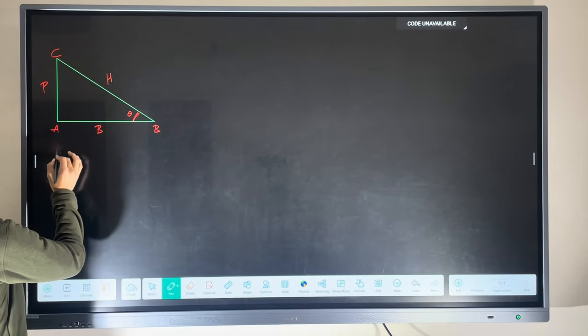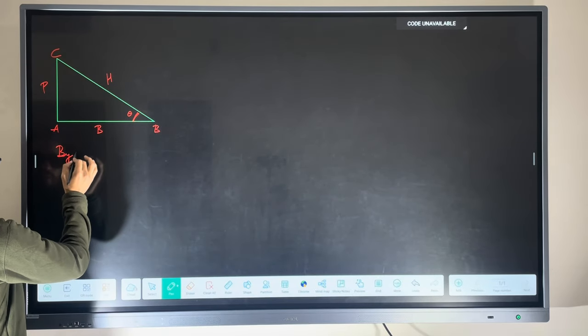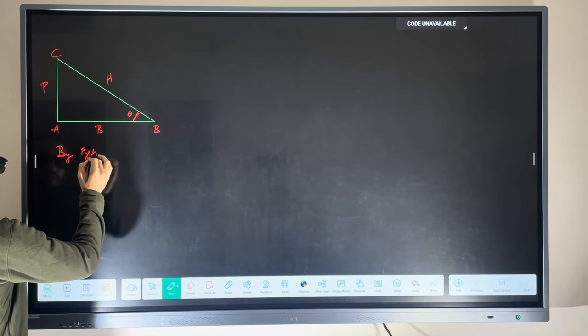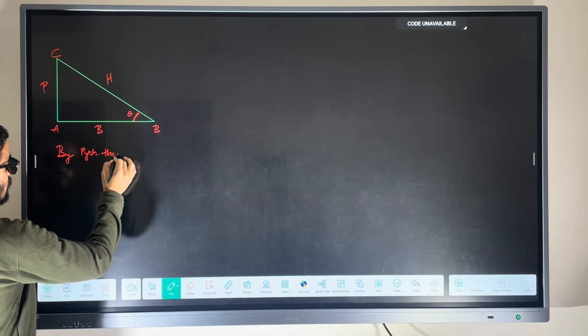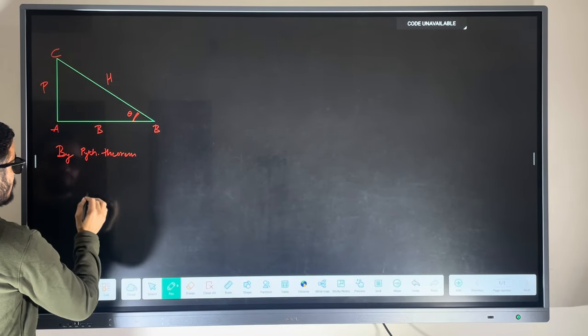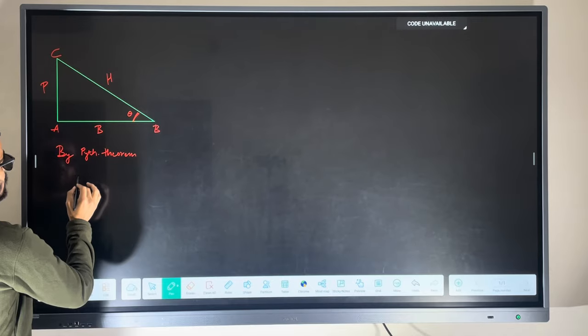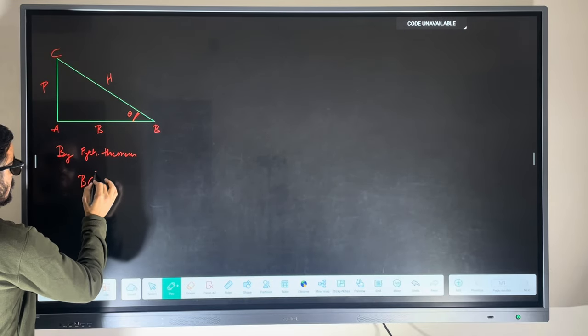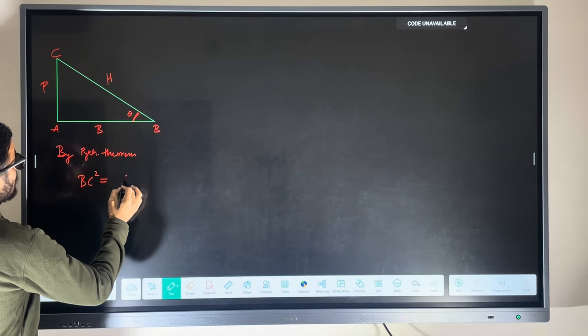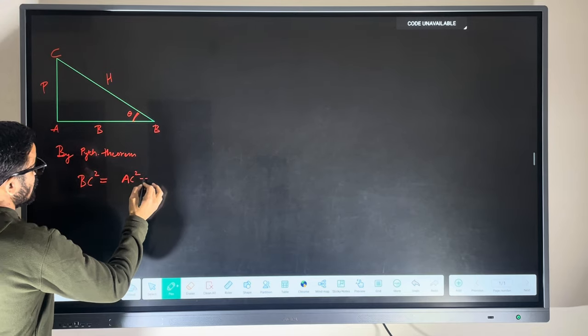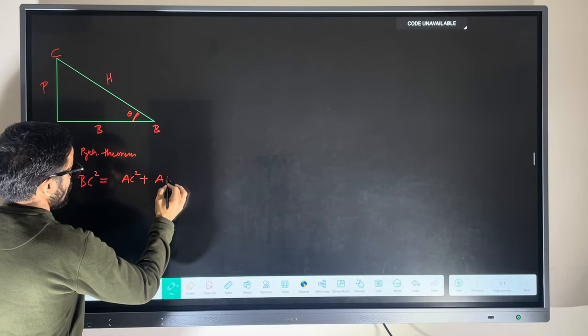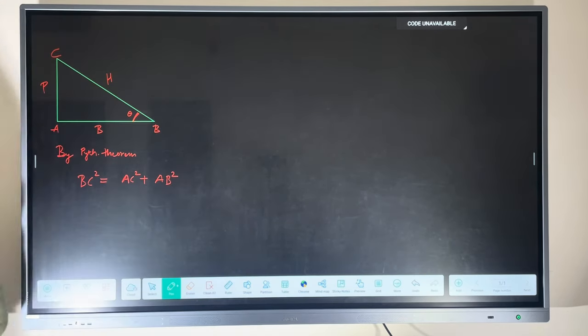Okay, so if you apply here the Pythagoras theorem, what will happen here? That is BC square is equal to AC square plus AB square.